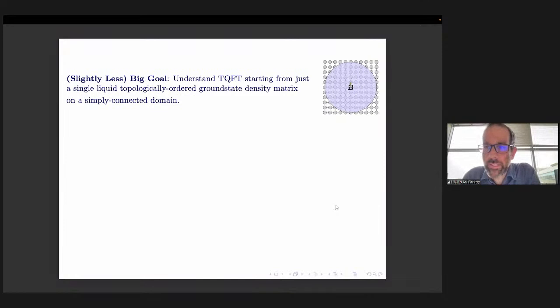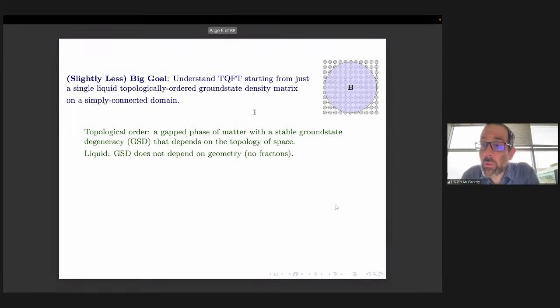I should say what I mean by topological order. By topological order, I mean a gapped phase with a stable ground state degeneracy. Stable meaning if you deform the Hamiltonian a little bit, the ground state degeneracy persists. And moreover, a ground state degeneracy that depends on the topology of space. So that's what I mean by topological order. Okay, and I already said what I meant by liquid.